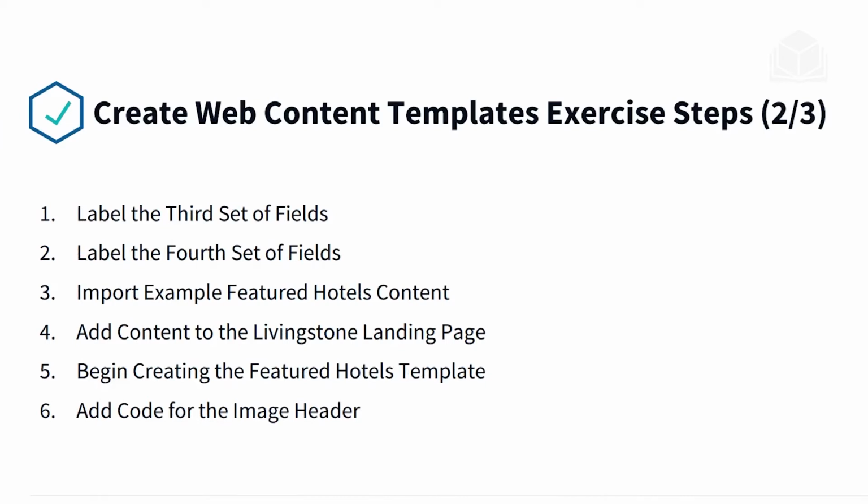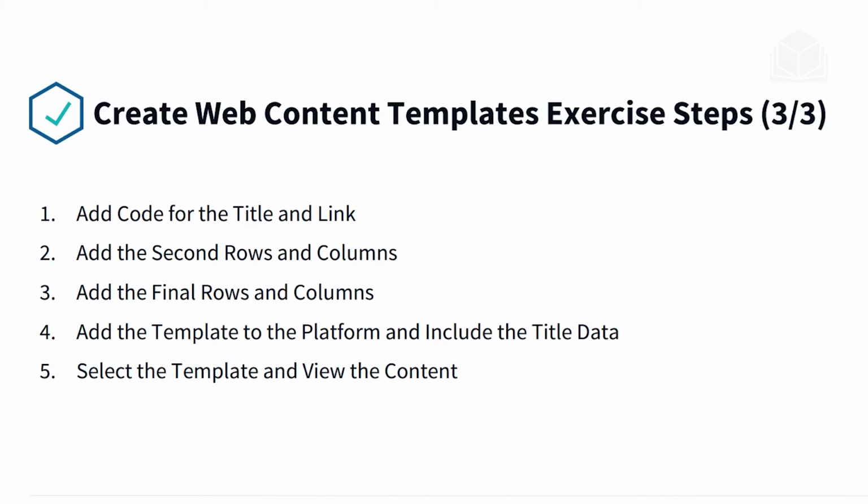content, add content to the Livingston landing page, begin creating the featured hotels template, and add code for the image header. After that, we'll also add code for the title and link. And then we'll go back to adding rows and columns, and then the final rows and columns. And then we'll add the template to the platform to include title data and select the template and view the content. And so with that, let's get into our exercise.